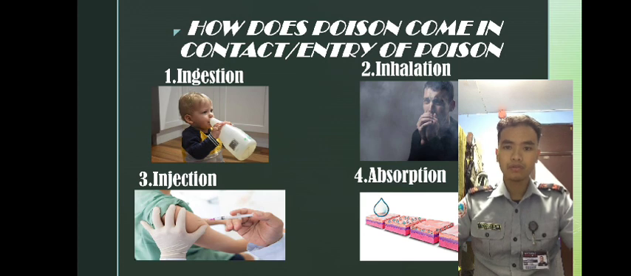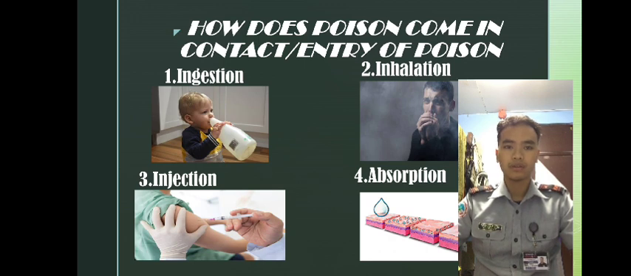Let us now discuss the causes or entry of poison. Poison can enter the human body in several ways, including: first, ingestion. Poison can be ingested by swallowing contaminated food, drink, or medication. Second, inhalation. Poison can be inhaled by breathing in toxic gases, fumes, or smoke.